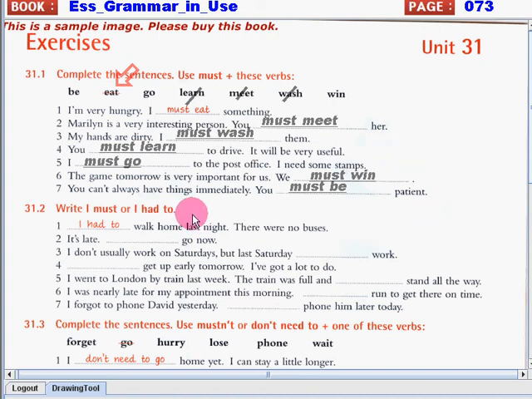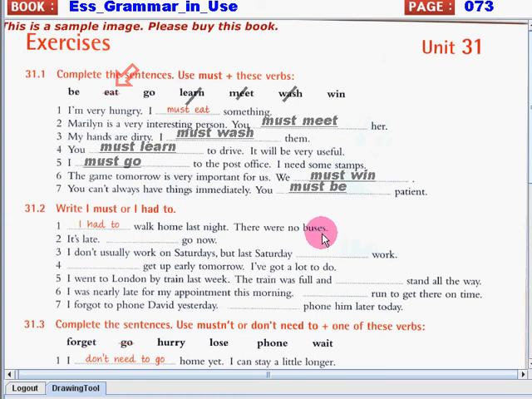Here, we have to write I must or I had to. If you can remember, we use must if something is very important or necessary. Using I had to is not as strong as I must. So, if it's not very important, then we have to use I had to. For example, blank walk home last night. There were no buses. Of course, we should use I had to. I had to walk home last night.